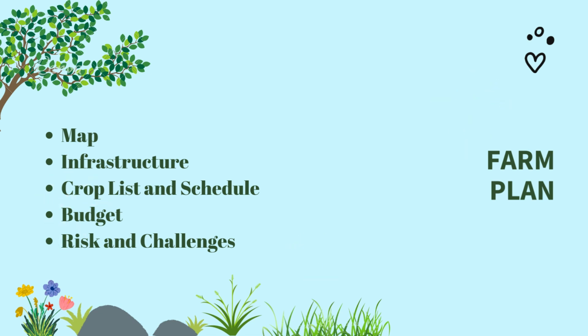A good farm plan should include a detailed map of your land, including the location of buildings, fences, and natural features such as streams or hills. This will help you visualize your farm and make decisions about where to plant crops or graze livestock.